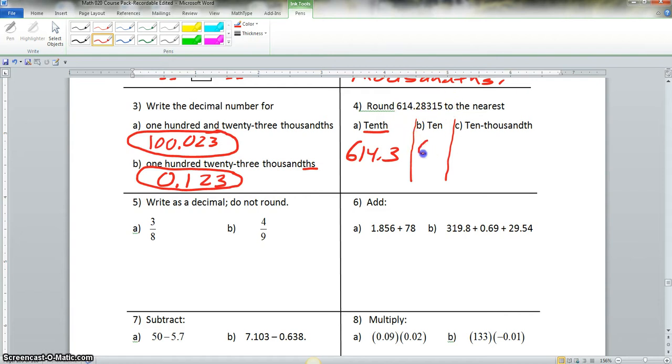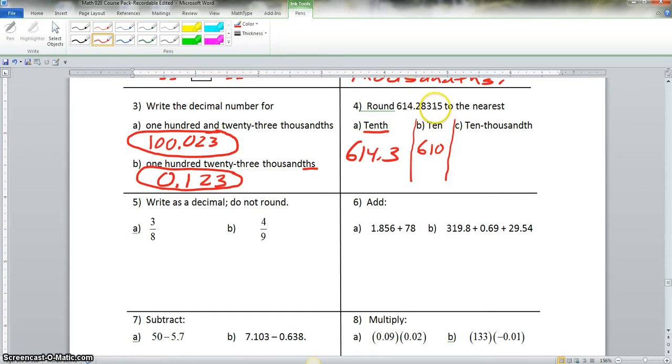So to the tens place, this will give you 610. Now I drew these lines here to separate the answers. Okay, now finally, we add 10 thousandths. Now we go behind the decimal. We add tenths, hundredths, thousandths, ten-thousandths.